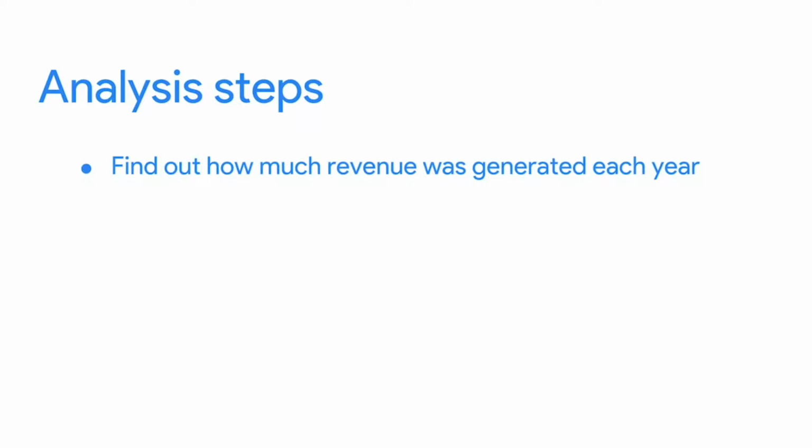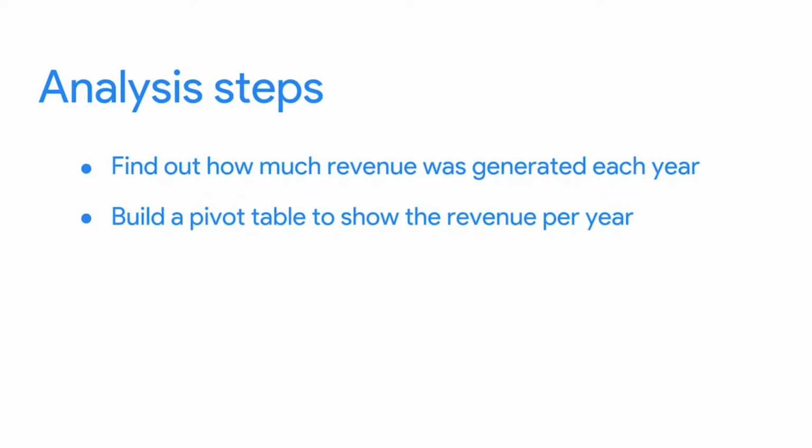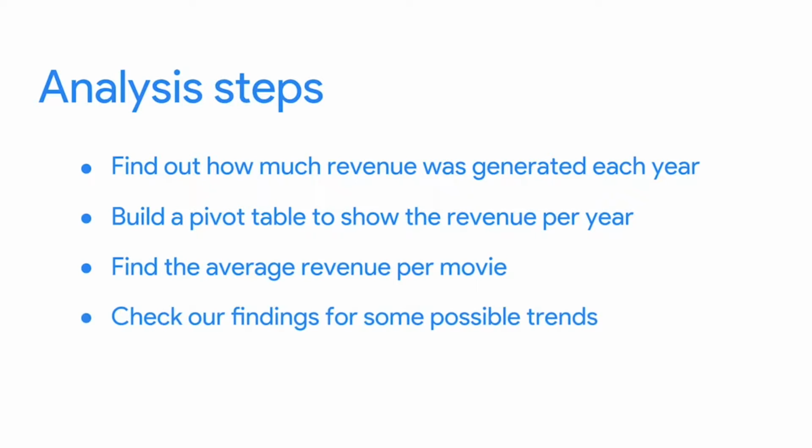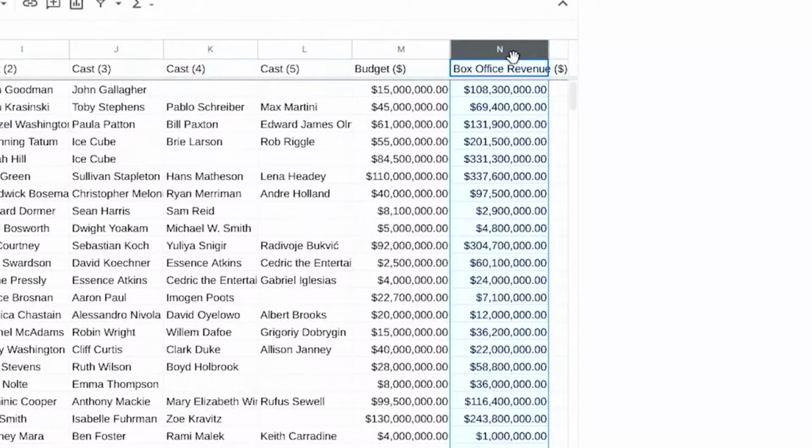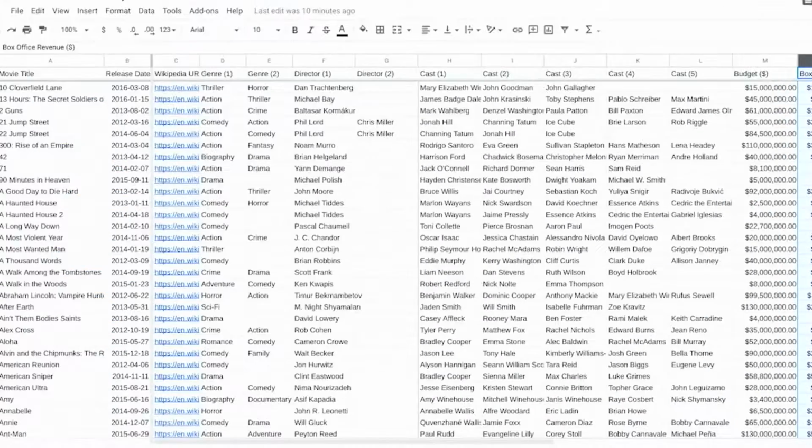First, we need to find out how much revenue was generated each year. A pivot table is a good way to organize this, so we'll build a pivot table to show this. In our pivot table, we can also find the average revenue per movie. We can then check our findings for some possible trends. We'll start by finding the revenue generated each year. This gives us the release date for each movie in column B and the box office revenue in column N. Instead of organizing the table by year and building a formula to calculate the revenue per year, we'll create a pivot table.